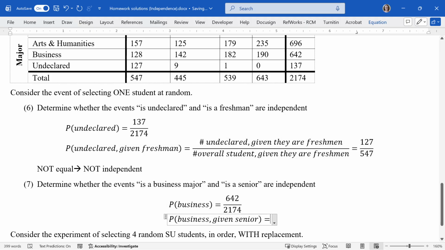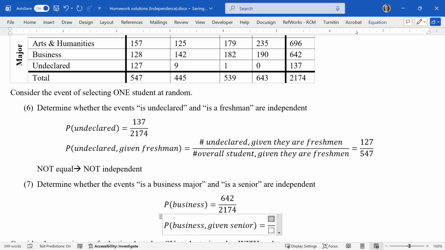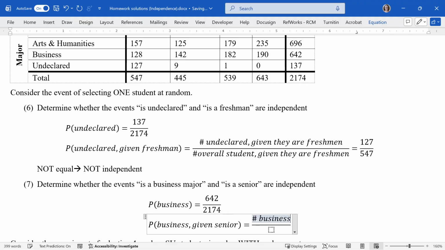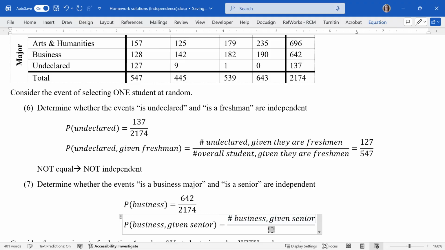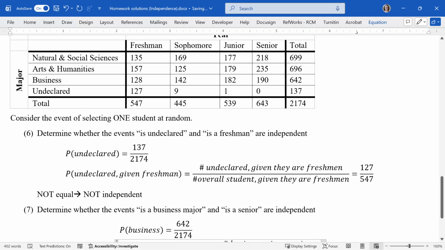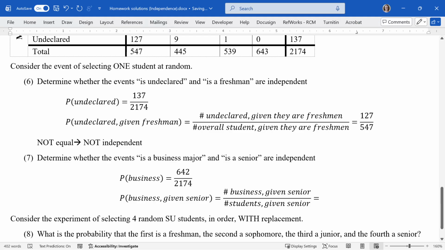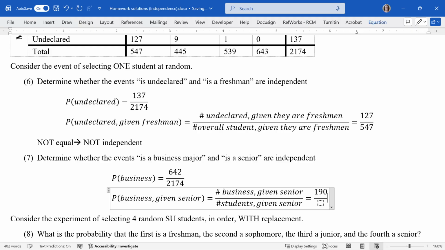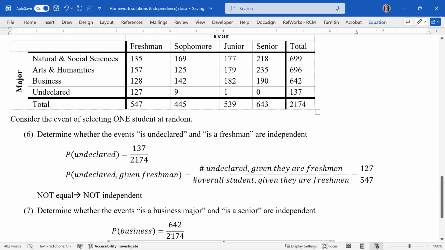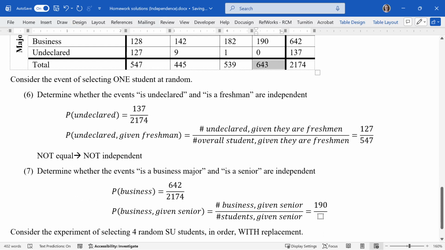Now the probability that they're a business major, given that they are a senior, so I only want to put business seniors on the top. So number of business given senior. And on the bottom is just number of students given senior. So it's basically all the seniors on the bottom. So business seniors on the top, there's 190 of them. And on the bottom, just all the students, but given that they're a senior, so that's going to be all your seniors. So 643.